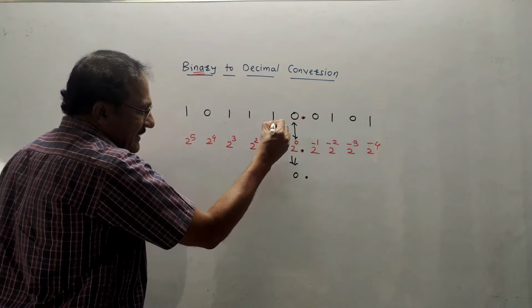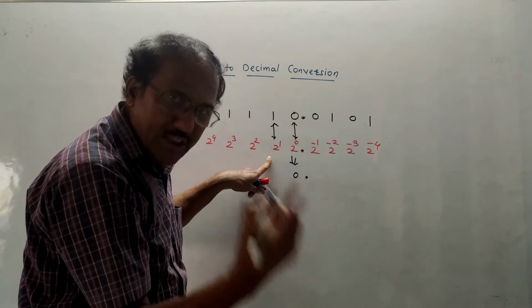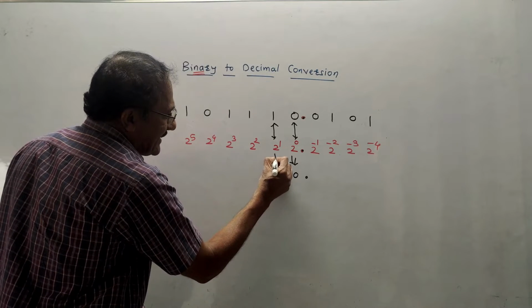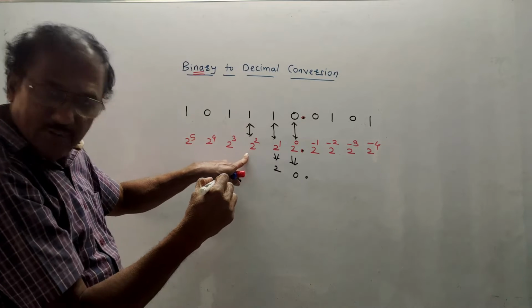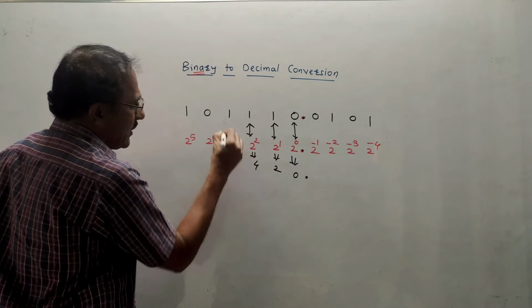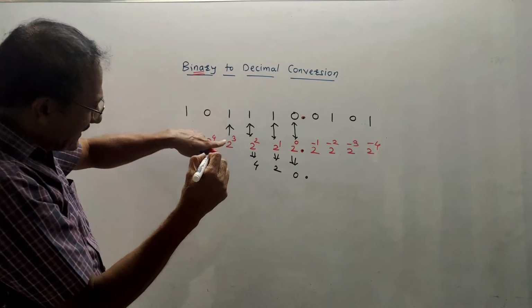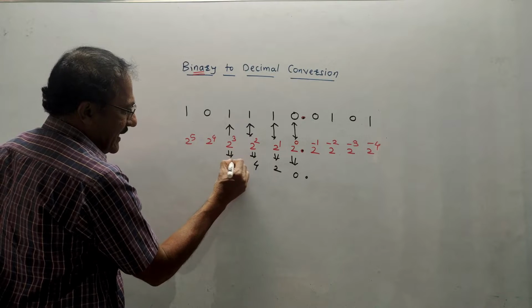I'm just talking initially for the portion which is the integer part, just before the decimal point. Then this number 1 is to be multiplied with 2 raised to 1. 2 raised to 1 is 2, so this answer will be 2. This number 1 is again multiplied with 2 raised to 2. 2 raised to 2 is 4, so this answer is 4. This number 1 is multiplied with 2 raised to 3. 2 raised to 3 is 8, so this answer is 8.